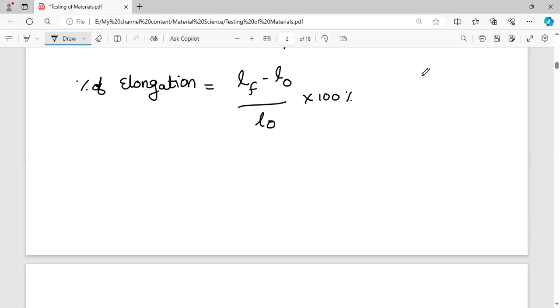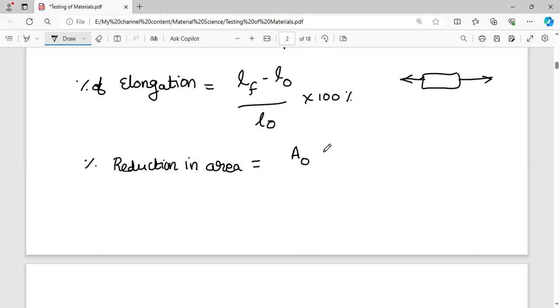If you apply the tensile load in this way, what will happen? Its area will be reduced. So we can find the percentage of reduction in area. From the RRB examination point of view, this will be important. Reduction means the original area is more and the final area is less. So percentage reduction in area is (A0 minus AF) by A0 into 100 percent. So percentage of elongation is this one, and percentage of reduction in area is this one.